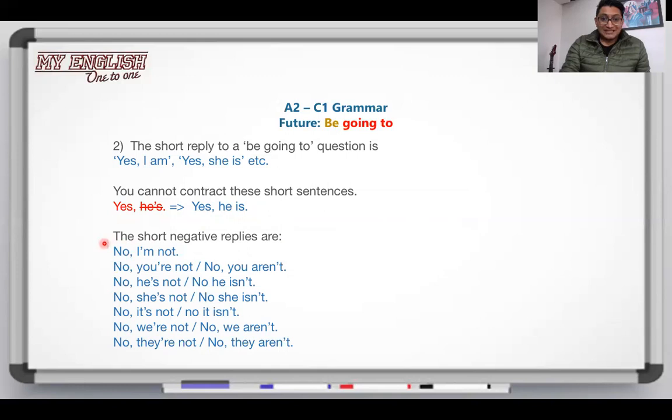The short negative replies, when you want to reply in a negative way, would be this. No, I'm not. For example, are you going to study? No, I'm not. No, you're not, or no, you aren't. Here, no, he's not. No, he isn't. No, she's not. No, she isn't. No, it's not. No, it isn't. No, we're not. No, we aren't. No, they're not. No, they aren't. So for the short negative replies, you have two ways to do contraction. This, no, you're not, or no, you aren't, and then all the rest. Okay, good.